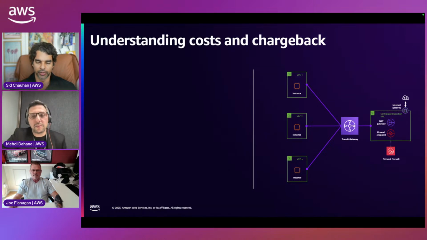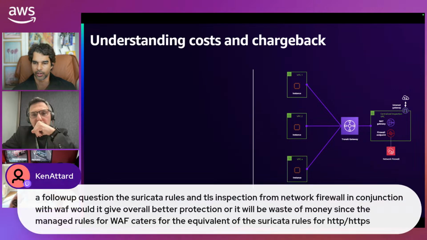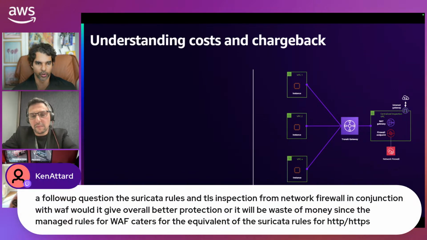Mehdi, before we jump into the intricacies of cost and chargeback, we do have one question. Sure. I think this is a good one. So the question here is, if we are using Suricata rules and TLS inspection from Network Firewall in conjunction with WAF, I think it's likely for the distributed ingress model, does the combination of the two give better protection, or is it just a waste of money since the managed rules for WAF already cater the equivalent protection which you get from Suricata for HTTP, HTTPS?